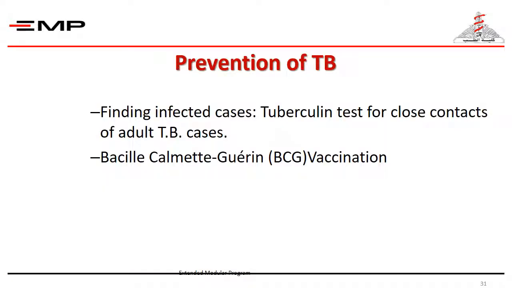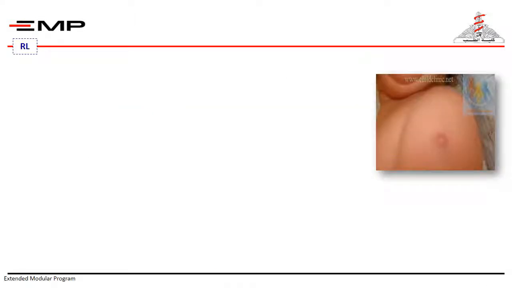How to prevent tuberculosis? We have 2 steps. Finding infected cases and adequately treating them. This is the TB control program. We have an efficient one in Egypt. And Bacillus Calmette-Guérin vaccination. It cannot prevent TB but prevents complications, especially TB meningitis. Please remember that: it cannot prevent TB, it prevents complications.